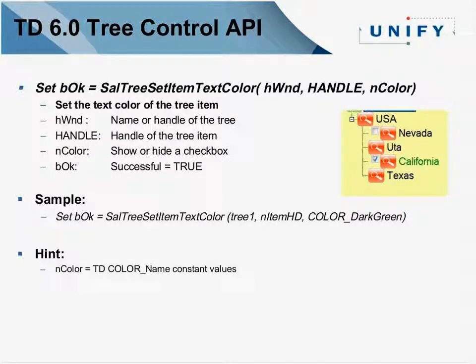The same, such as reset item text color, has the same structure. Again, you need the handle of the tree control and the handle of the item, and then you can change the color based on the TeamDeveloper color name constant values. In this case, you can change the colors for every entry inside the tree control, and you can again do it while filling your tree control.